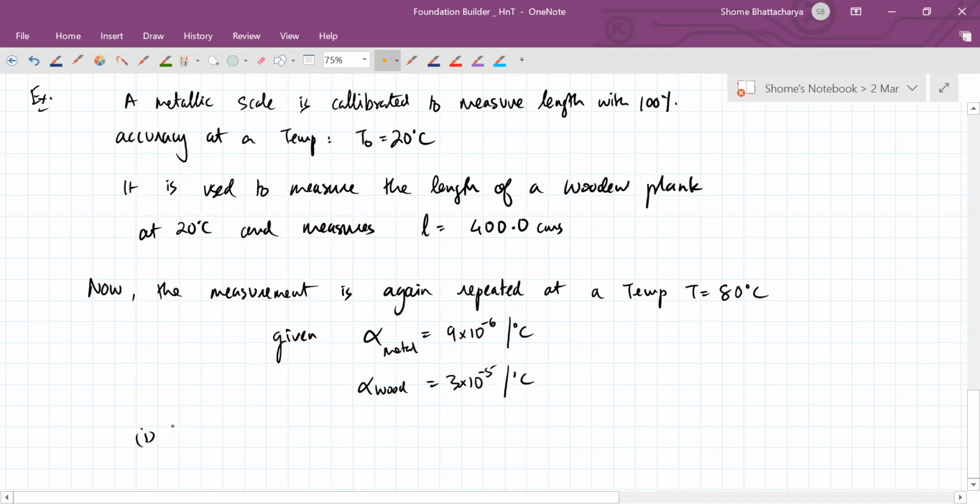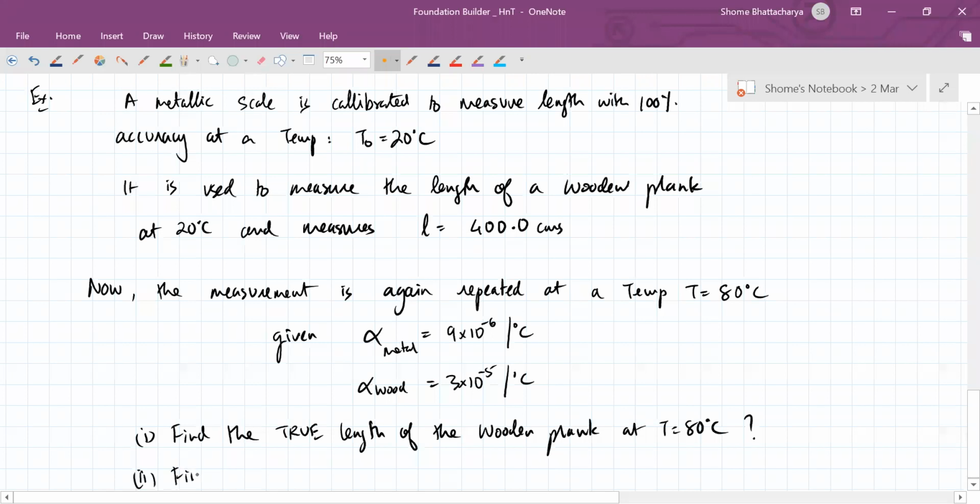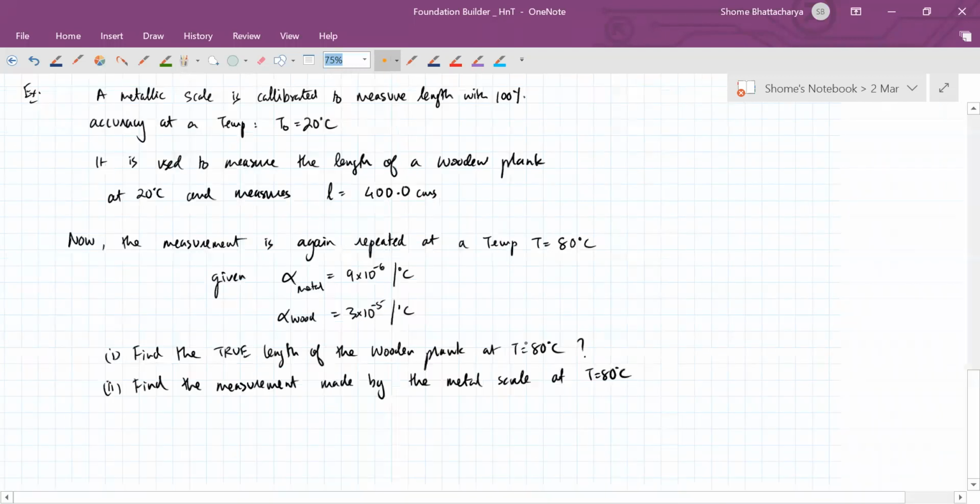So first thing, find the true length of the wooden plank at this temperature. Find the measurement made by the metal scale at T equal to 80 degrees C. Okay. So the hint to you is that this will be a false measurement.